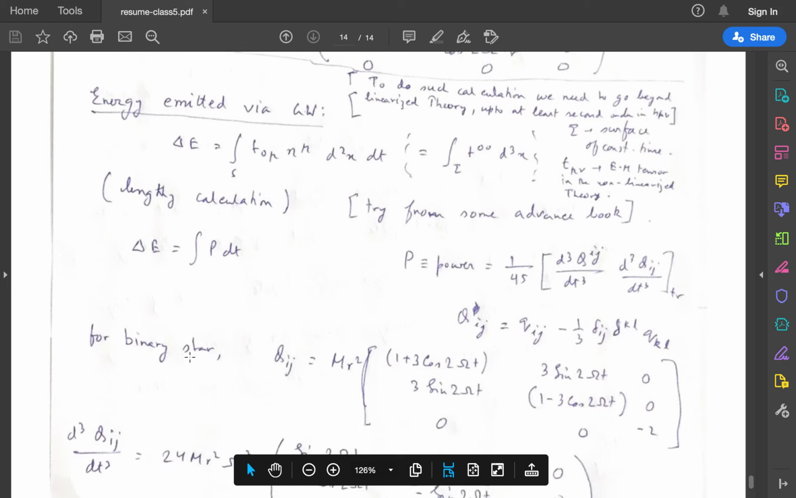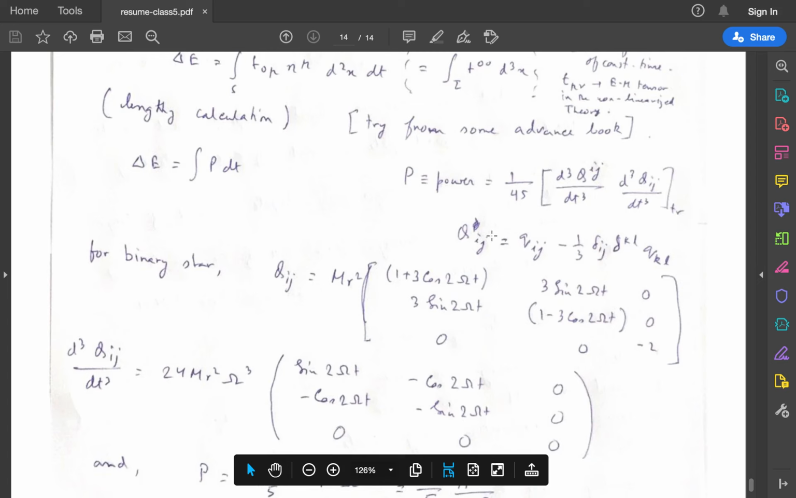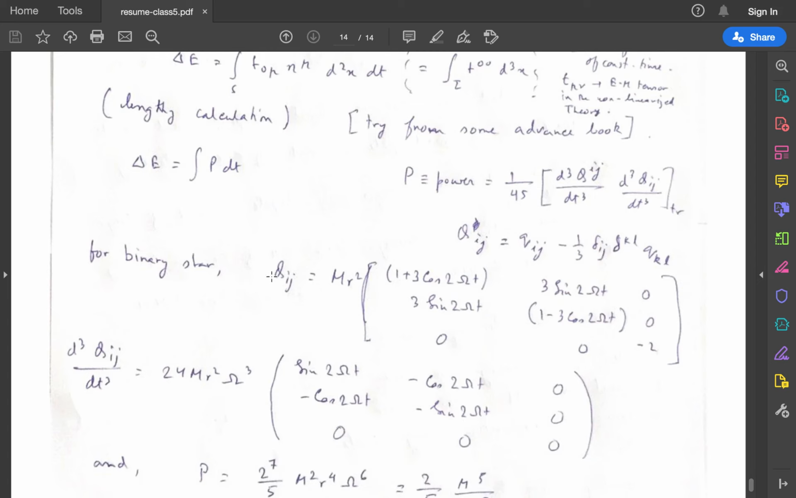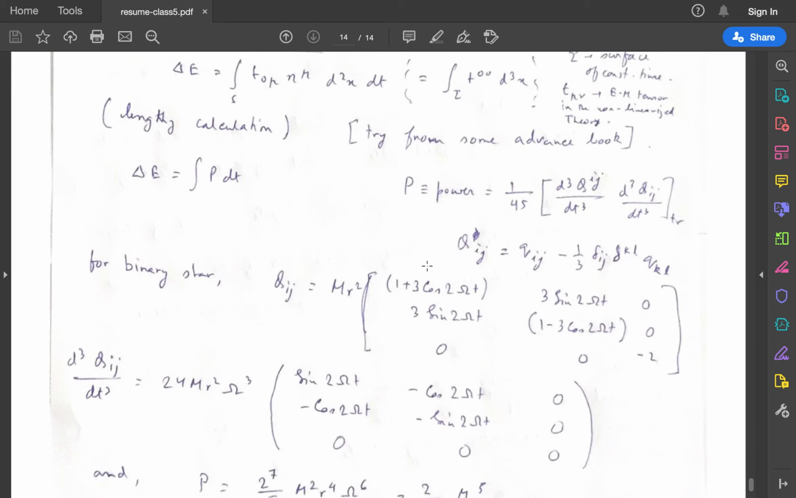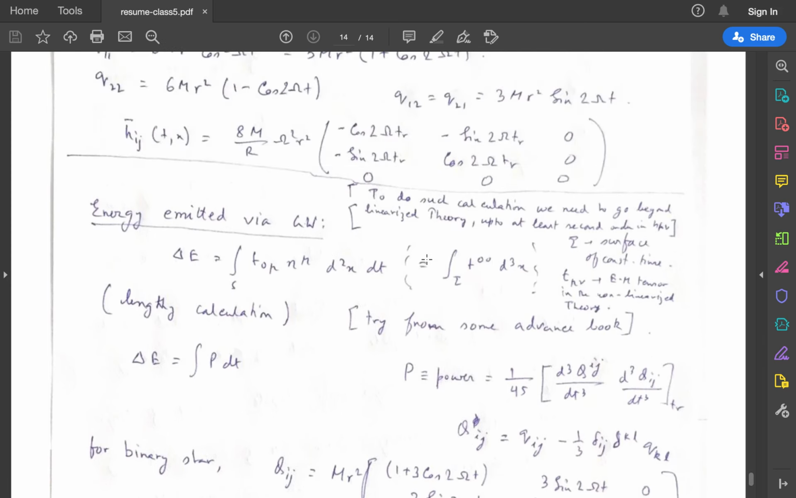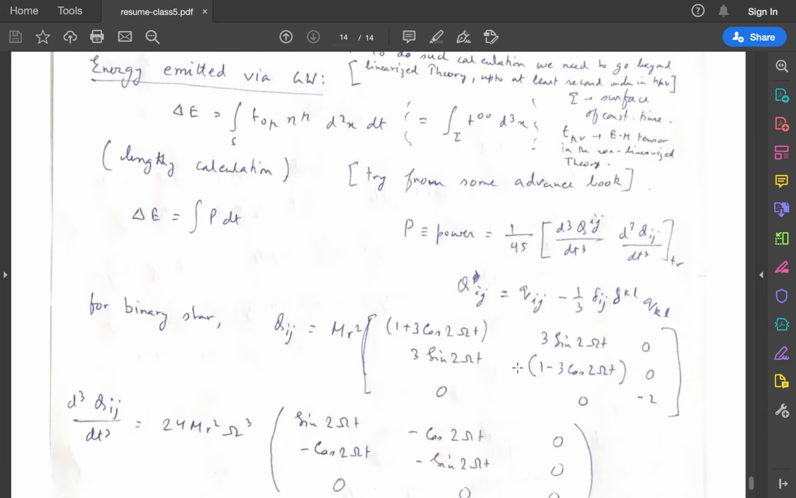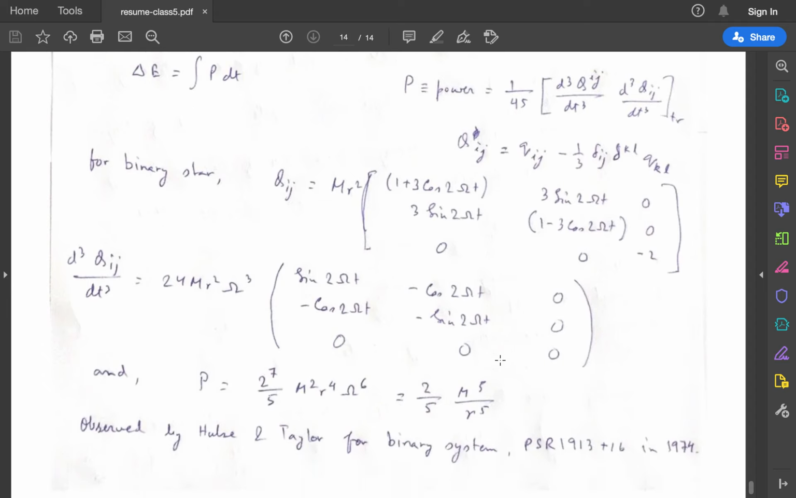So for a binary star, I can do this calculation for qij, and you can find that qij is proportional to this. This is from this equation. You can just put it back here and redefine qij, and you will get this Qij for this metric of this form. Now the third derivative is also very easy to find because all these terms will come out. So the third derivative of Qij will be 24 m r square omega cubed sine of something, with this metric.